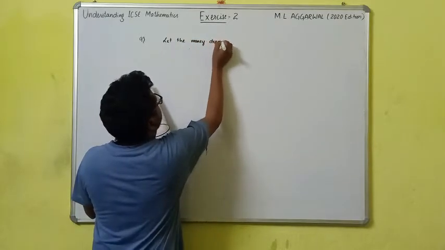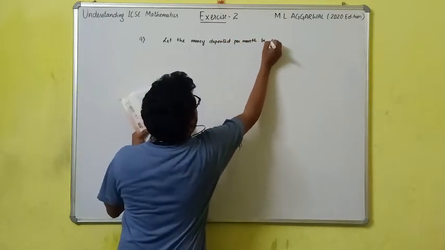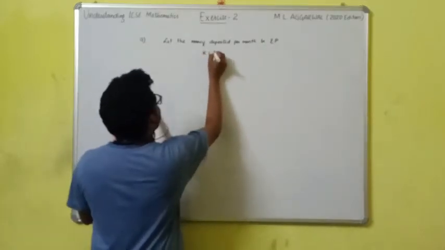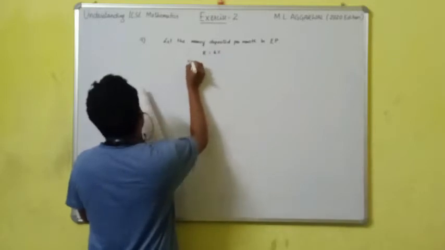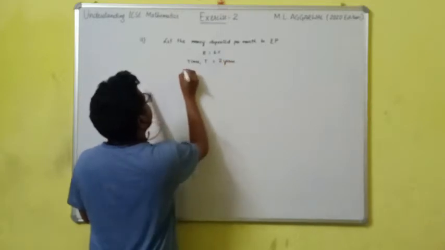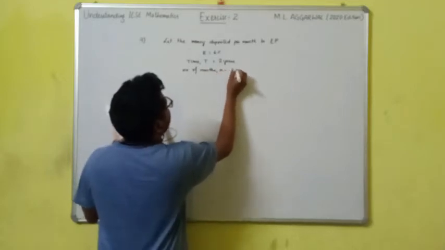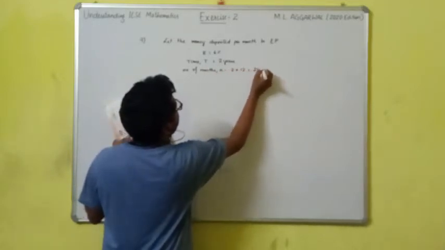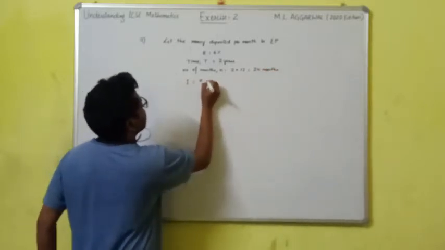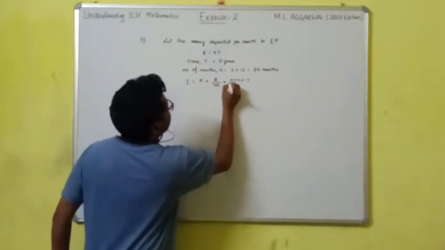Let the money deposited per month be rupees P. Here R is equal to 6%. Time T is equal to 2 years. So the number of months, n, is equal to 2 into 12, which is 24 months. So let us calculate the interest. Interest formula: I is equal to P into R by 100 into n into n plus 1 by 2 into 12.